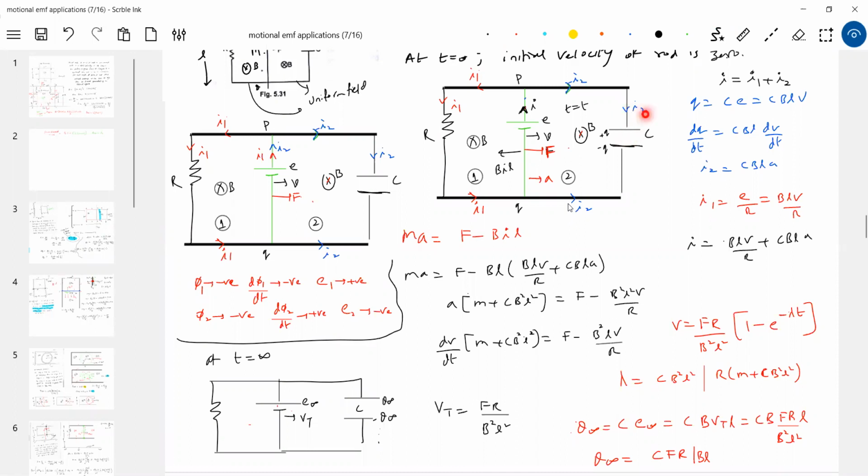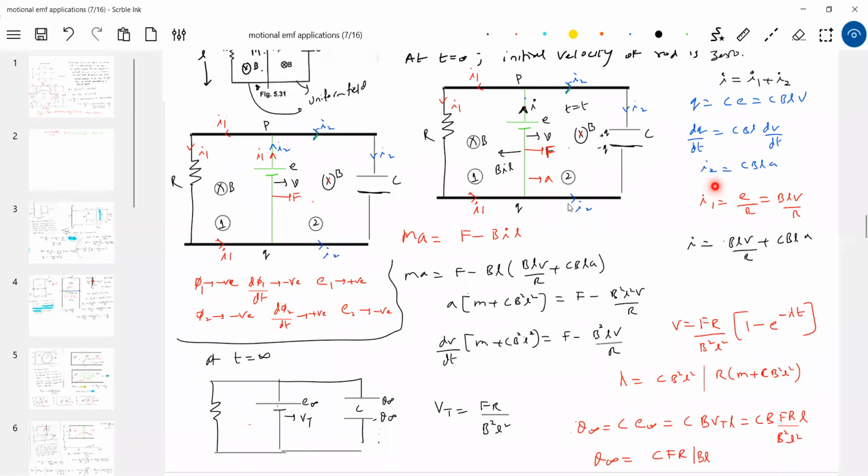Because the current through the capacitor will be non-zero only when the rod accelerates. What about the current across the resistor? If the rod PQ is moving with a velocity, there will be current through the resistor. Current through the capacitor will be non-zero only when the rod PQ accelerates, because there's a relationship there. You look at this.